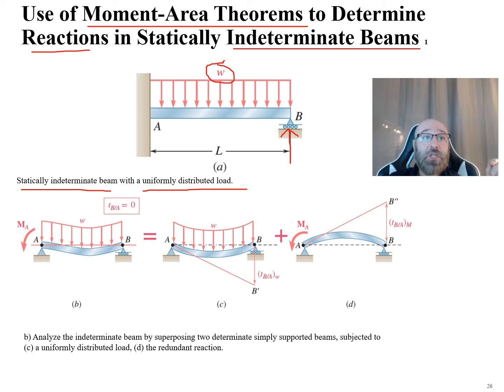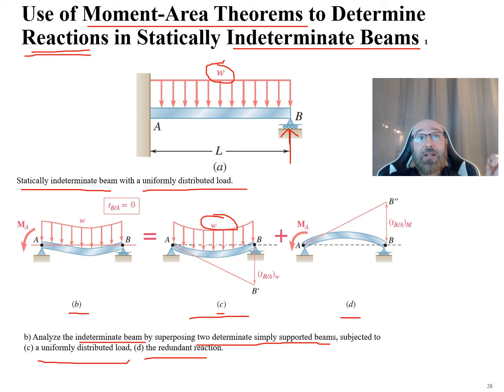So with this here, what we can do is we come down to our diagram for B, C, and D, and we can see in B what we're doing is we want to analyze the indeterminate beam by superimposing two determinate simply supported beams subjected to, as we see in part C here, a uniformly distributed load, there's our W right there, and in part D, our redundant reaction. So we can break this apart and solve it this way, and that's how we can utilize this moment area theorem to determine these reactions in the statically indeterminate beam by breaking it down into those two different parts like we see here.